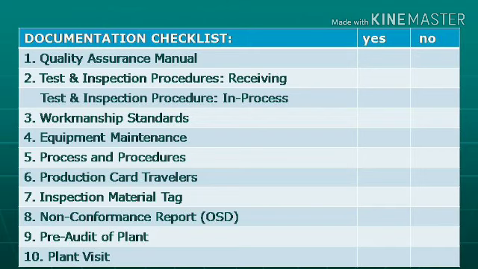Number 9 in the documentation checklist is pre-audit of plant. Did a pre-audit or visit to the plant of the suppliers get done by the group? There should be a pre-audit before the audit. Okay, pre-audit of the manufacturer's or supplier's plant.